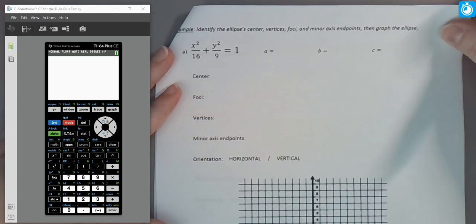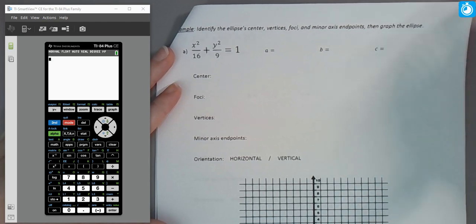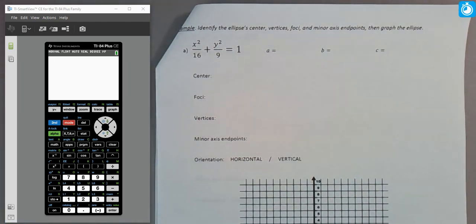Okay, so in this case we want to identify this ellipse's center, its vertices, its foci, and then the endpoints of the minor axis, and then we'll graph from there. So we always want to start by identifying A, B, and C. And based on that, we also need to determine, is this going to be a vertical ellipse? Is this going to be a horizontal ellipse? So let's focus on that first.